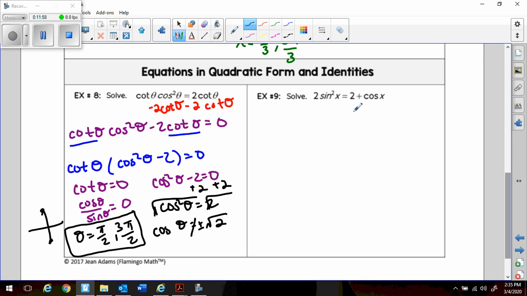This one is going to be pretty much the same thing. You guys can go ahead and try it out. Almost exactly the same. Go ahead and go to the next page.